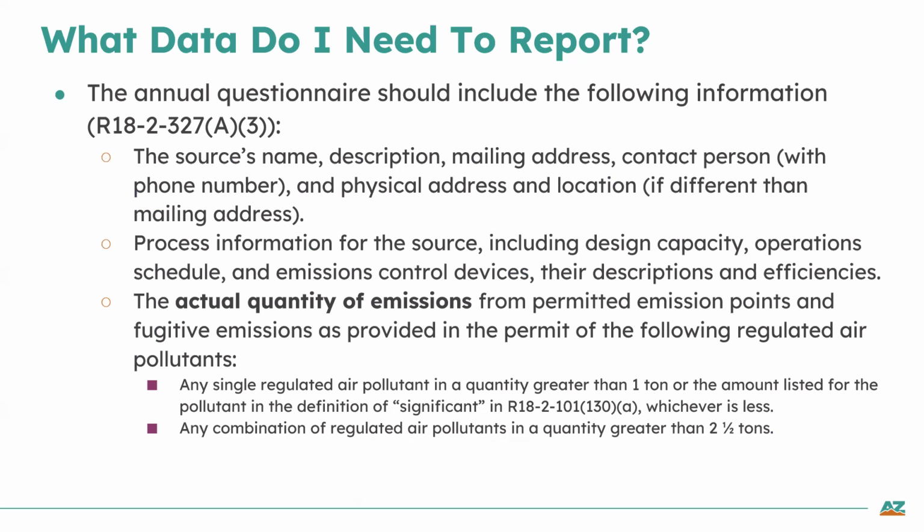Report any single regulated pollutants with potential to emit greater than 1 ton in the actual quantities. For lead emissions, the significant level is 0.5 tons of actual emissions. For a combination of regulated air pollutants, such as volatile organic compounds and nitrogen oxides, report actual quantities for each unit with potential to emit greater than 2.5 tons.